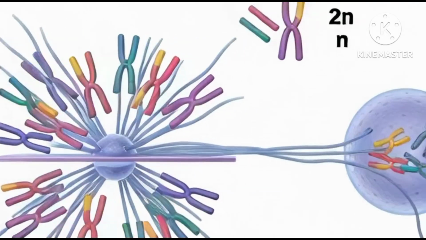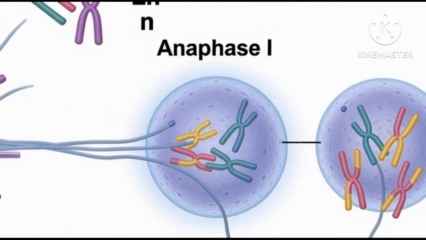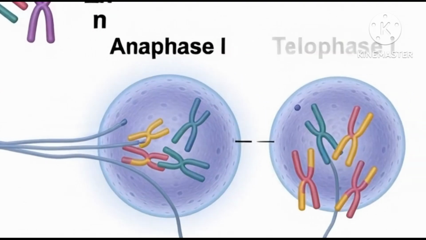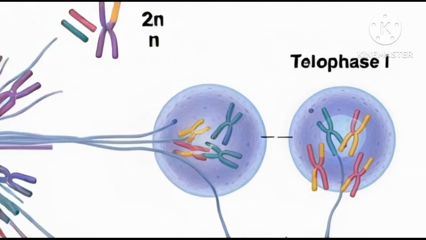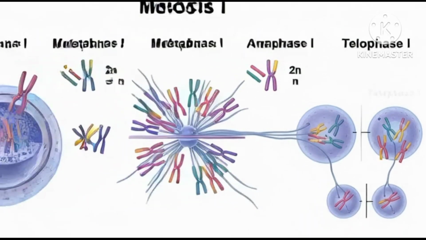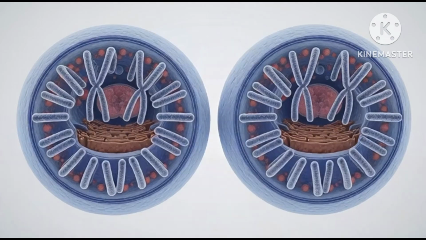Next, in metaphase I, the paired chromosomes align at the center of the cell. Spindle fibers attach to each chromosome pair, preparing them for separation. In anaphase I, homologous chromosomes are pulled apart toward opposite poles. This separation reduces the chromosome number by half.